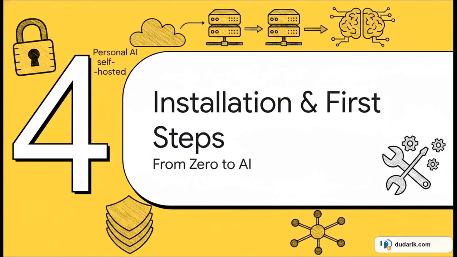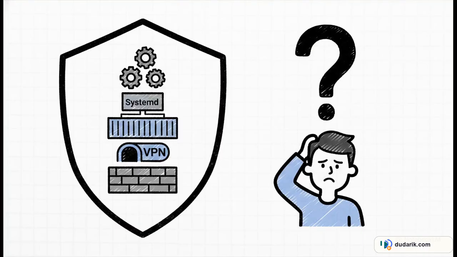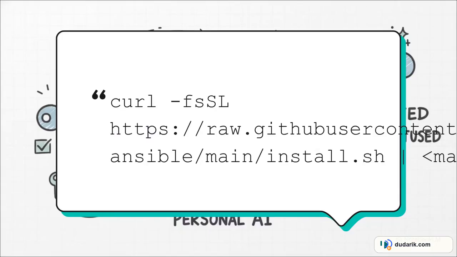Okay, so a multi-layered, hardened security architecture sounds complicated. You're probably thinking, how much work is it to actually set all this up? Let's walk through the installation, because this is the best part. Just think about everything we've talked about so far. The firewall rules, the VPN setup, hardening Docker, this system integration. How do you turn all of that on? You run this. That's it. Seriously, that one line is the entire installation.